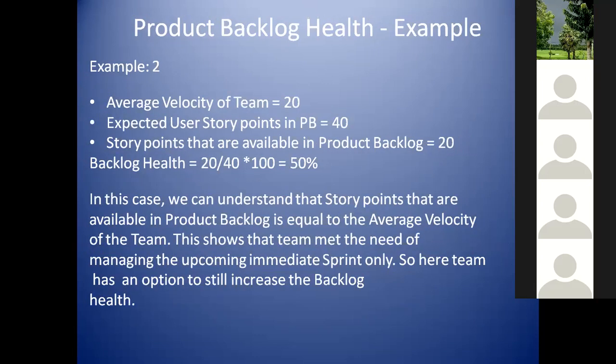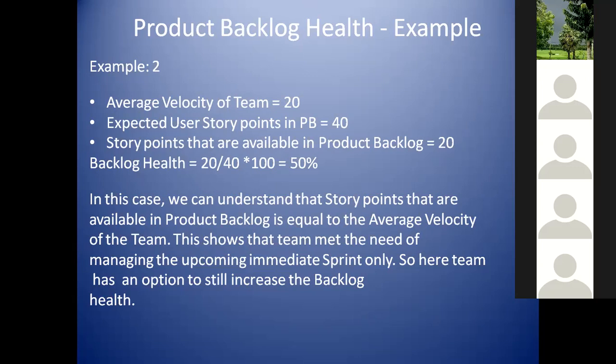In example number 2, the average velocity is 20 and the expected is also 40, which is twice the average velocity, and the story points available in the product backlog are 20. That means you have just reached 50%. Just 50% means you can run the show for only 1 sprint. We always look for the good practice of 2 sprints. That's why we take twice the average velocity as the expected value. So here we still have a problem.